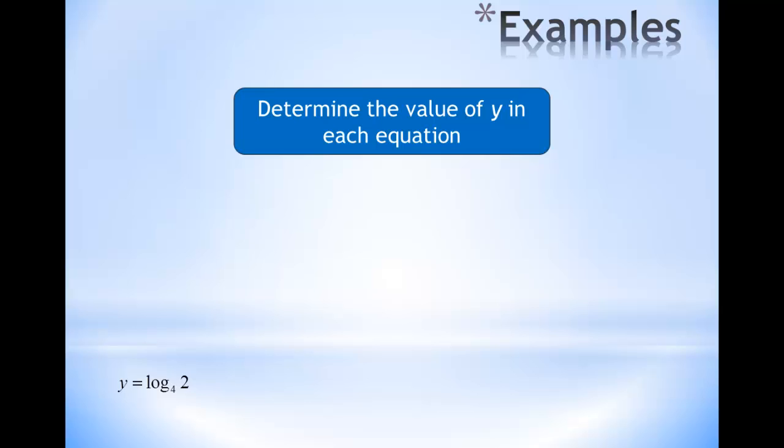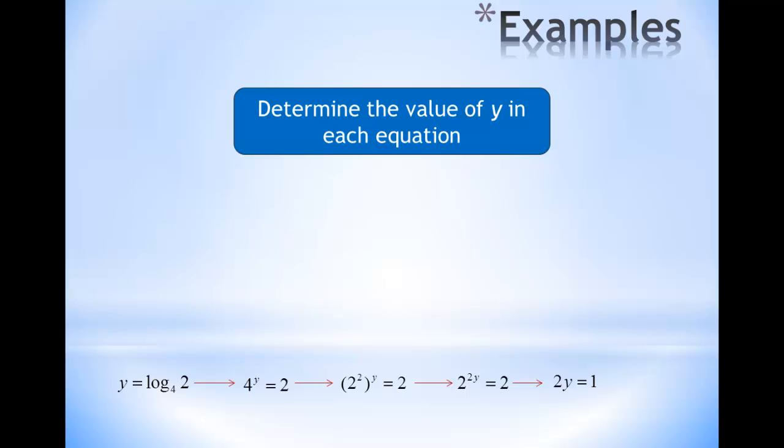Log base 4 of 2 means that 4 to the y is equal to 2. Now we've got to rewrite 4. Let's rewrite 4 as 2 squared. Now we have a power to a power. We talked about that in the last video, which means that we multiply. So that's 2 to the 2y is equal to 2.